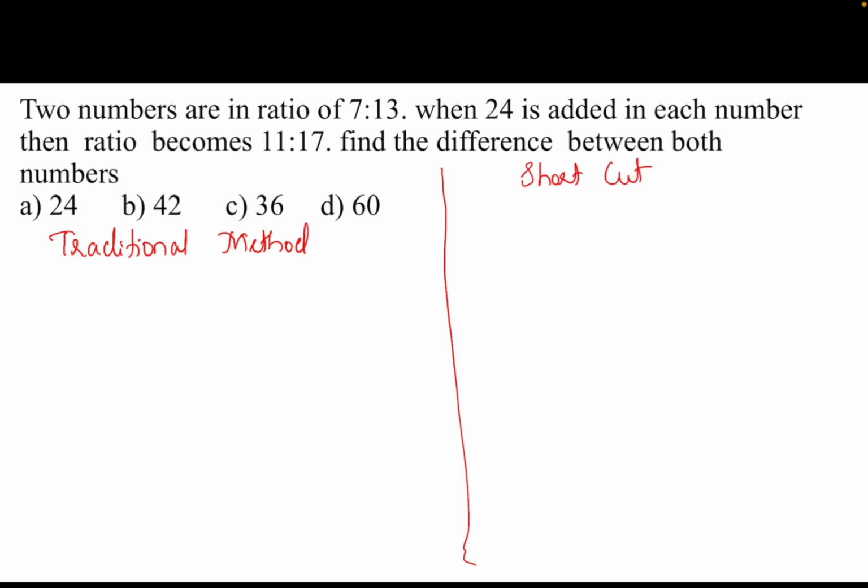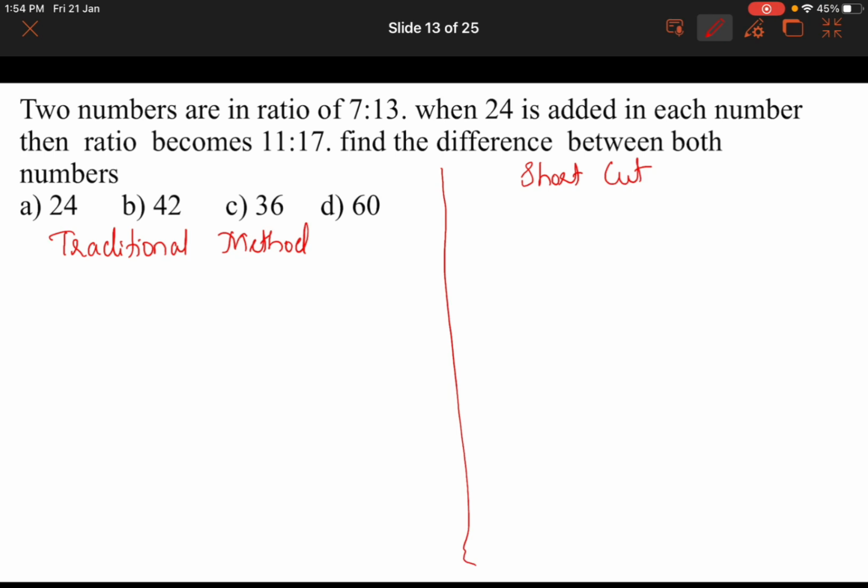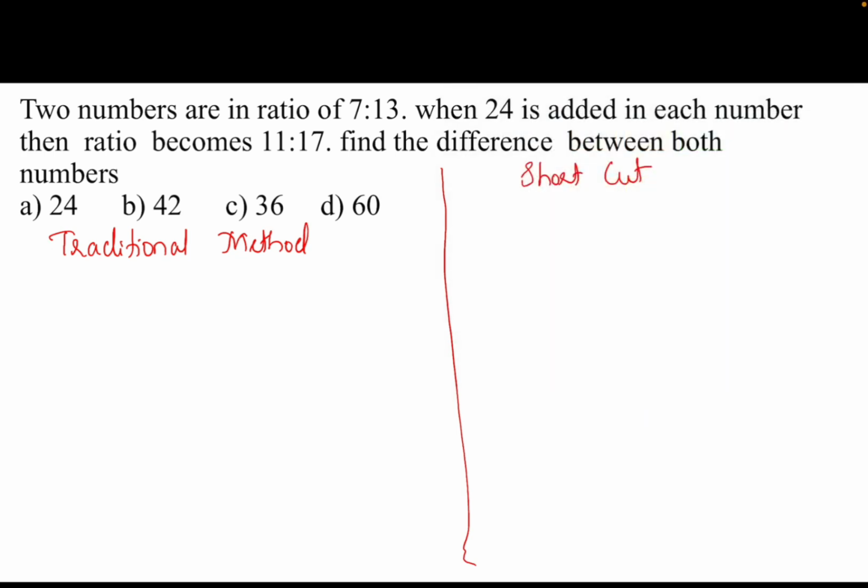Okay. Now we know that two numbers are in the ratio 7:13. Okay. So given that two numbers are in ratio 7:13. So let the first number be 7x and second number be 13x. Okay. Then when 24 is added to both, then what will happen? The new ratio becomes 11:17.